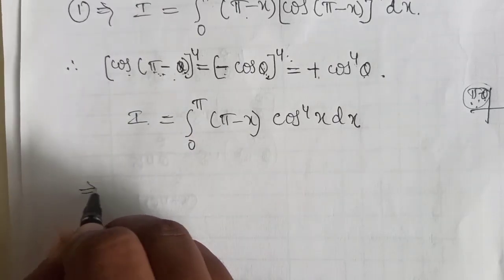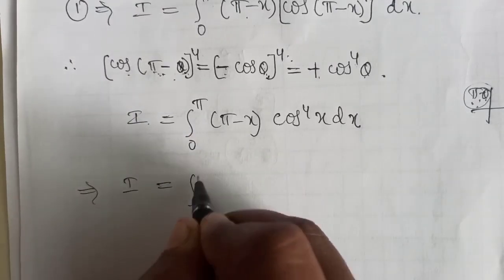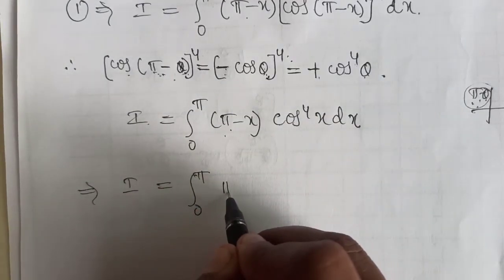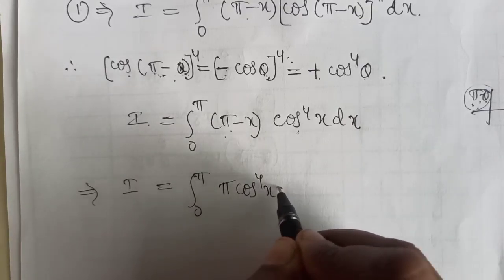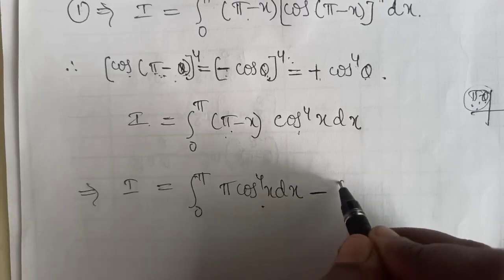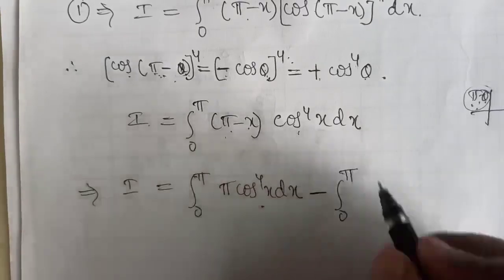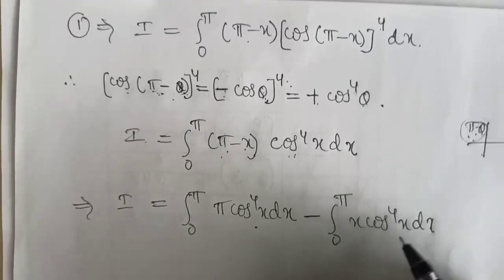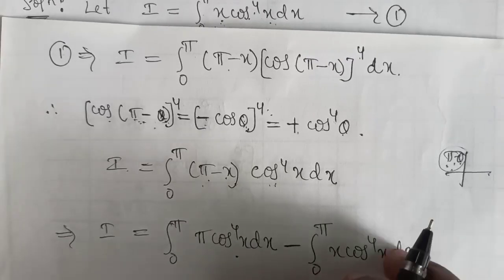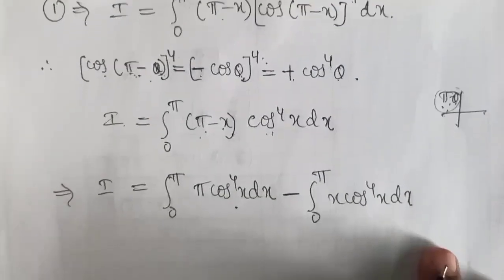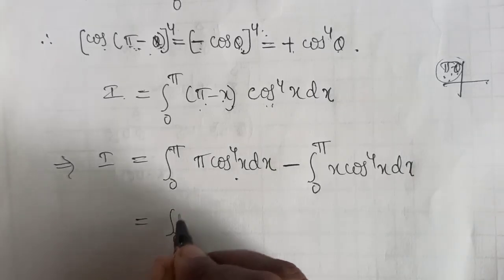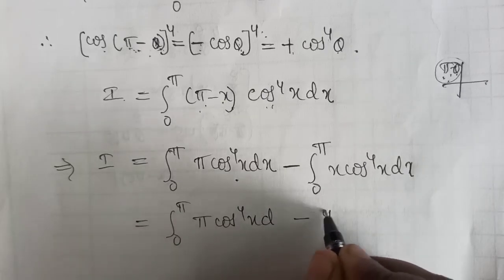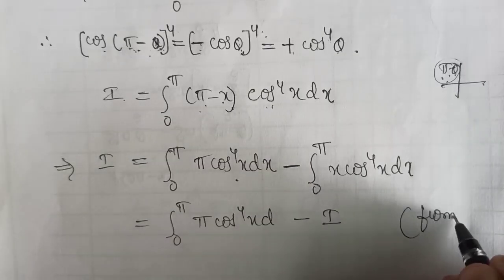Now this can be written as I equals to integration 0 to pi, we multiply this bracket with this cos term, then we get pi into cos power 4 x dx as the first integral minus integration 0 to pi again x into cos power 4 x into dx. You can observe that this is the given integral, that is equation 1. So therefore it can be replaced by integration 0 to pi into cos power 4 x dx minus I. So this is by equation 1.